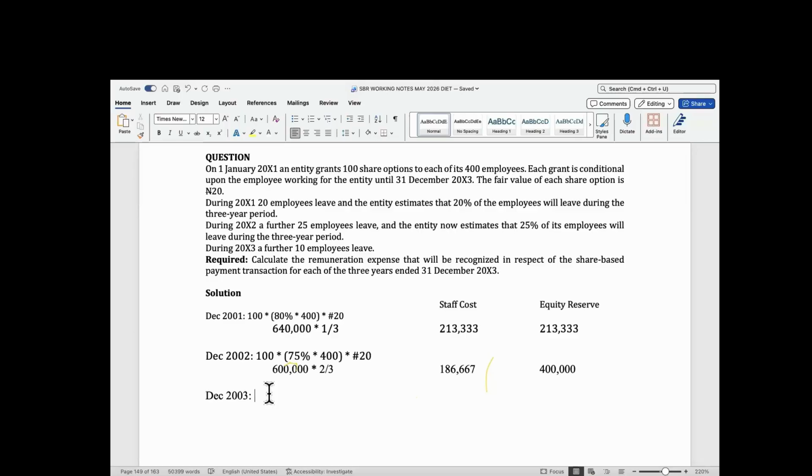Sorry, please, for 2002, how did we get the staff cost? Sir, please, how did you get the staff cost to be 186,667? It's 400 minus 213, this minus 400. 400 minus 200, that should be 200 now.